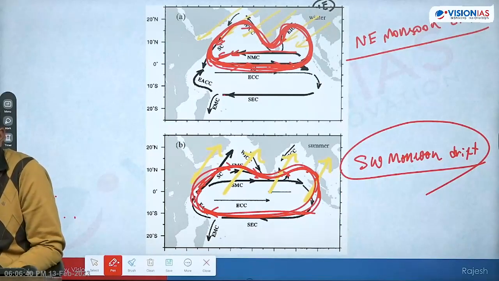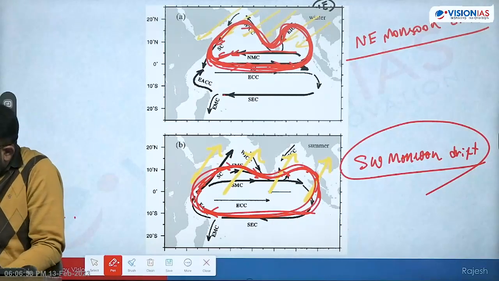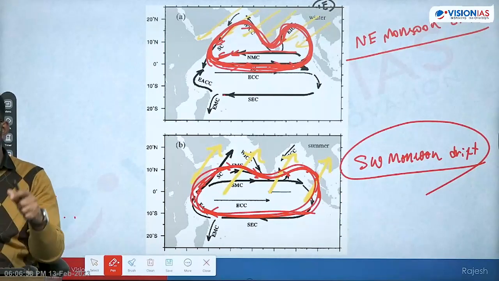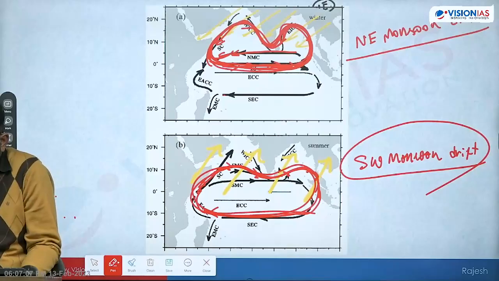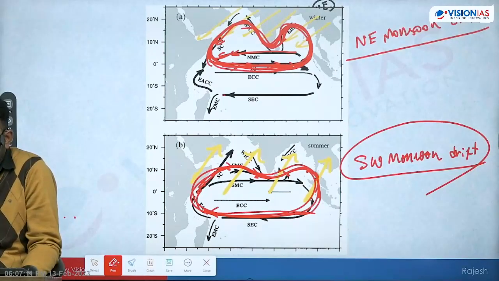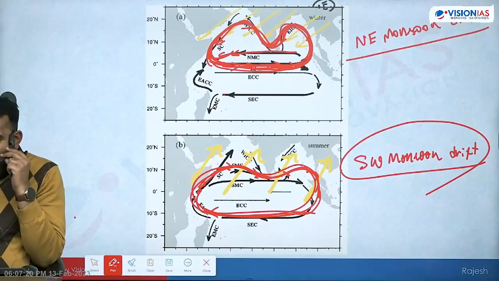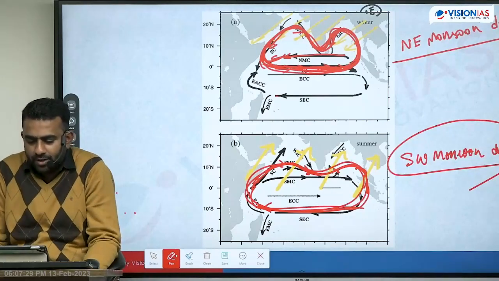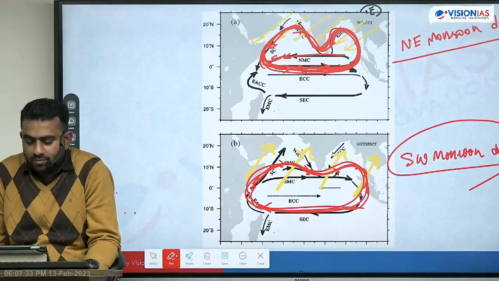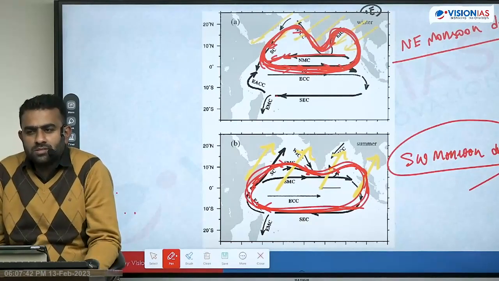Next, summers. First point, the entire water of northern Indian Ocean comes under the influence of southwest monsoon, producing clockwise flow of southwest monsoon drift.